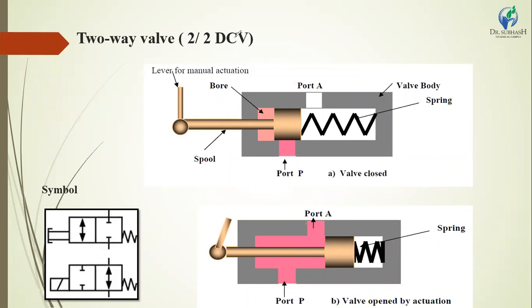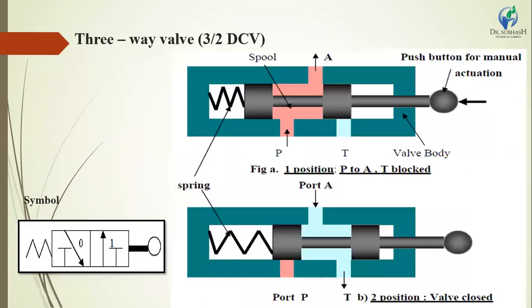The next valve is the three-way valve. Here you also have to understand about 3 by 2. What is the meaning of 3 by 2? The first digit is 3 and the second digit is 2.